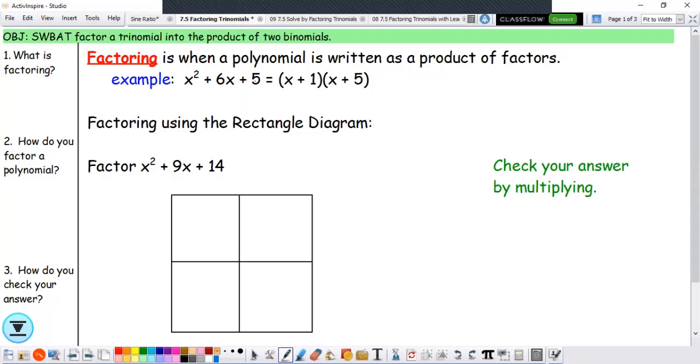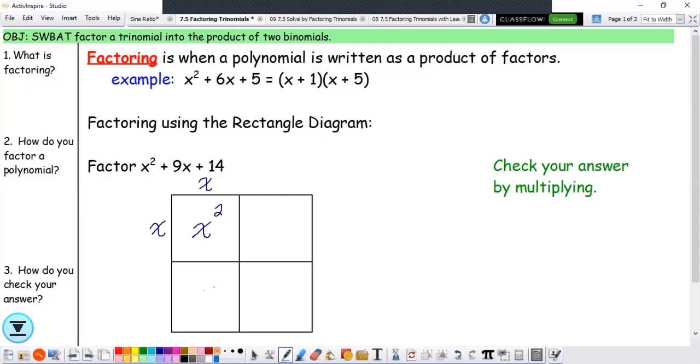So x squared plus 6x plus 5 would actually be factored as x plus 1 times x plus 5. Now you might be wondering, well, how are we going to do that? Well, if you recall, when we looked at multiplying using an area model, we had a box similar to this. And when we would multiply, we'd have an x times an x to get x squared. So to get this x squared, I would have to multiply x times x.